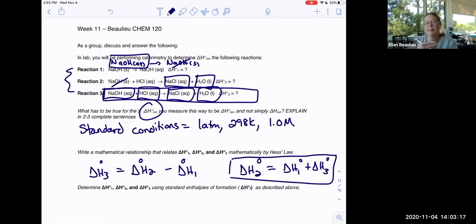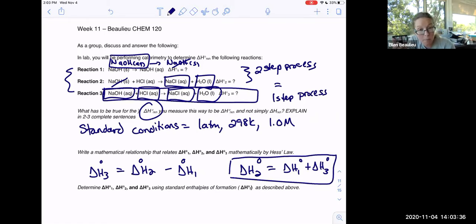Does everybody see how this is an application of Hess's law? I'm taking this two-step process and comparing it to a one-step process. I'm trying to see if the delta H's that I calculate for a two-step process are equal to the single step. That would be a validation of Hess's law. Everybody see where I'm going so far?